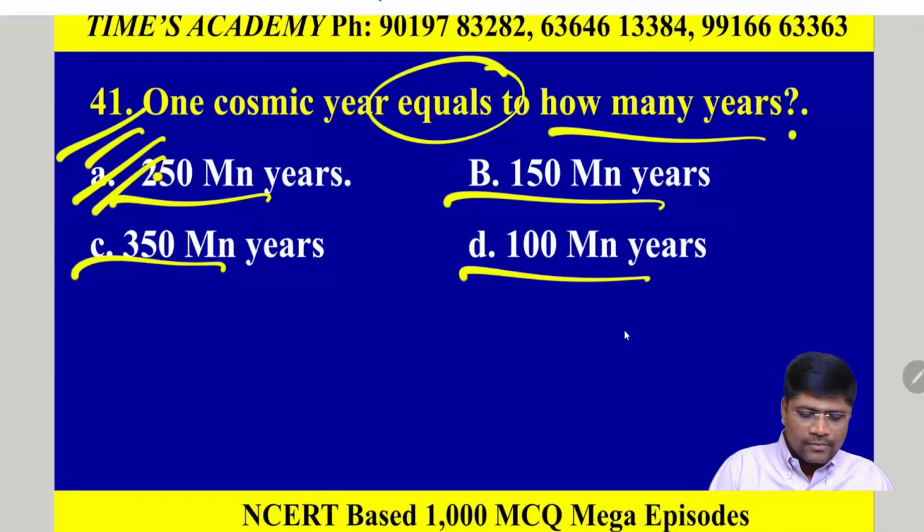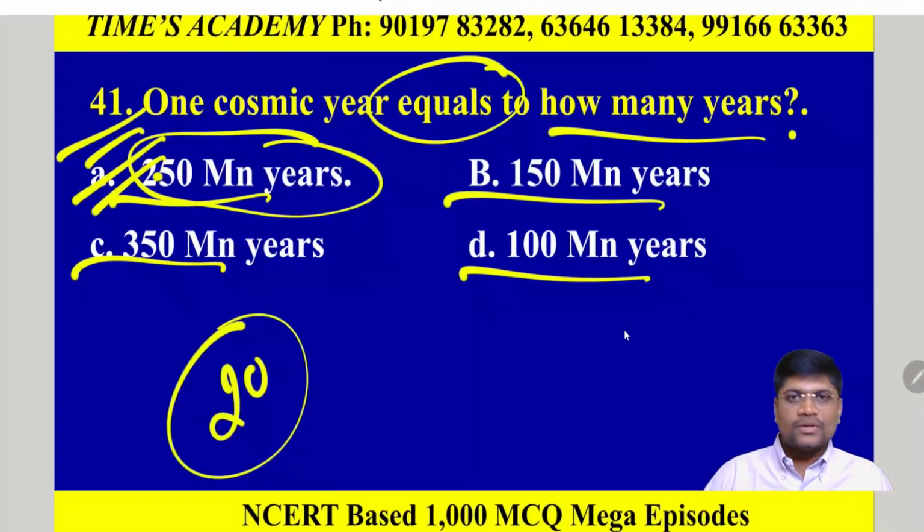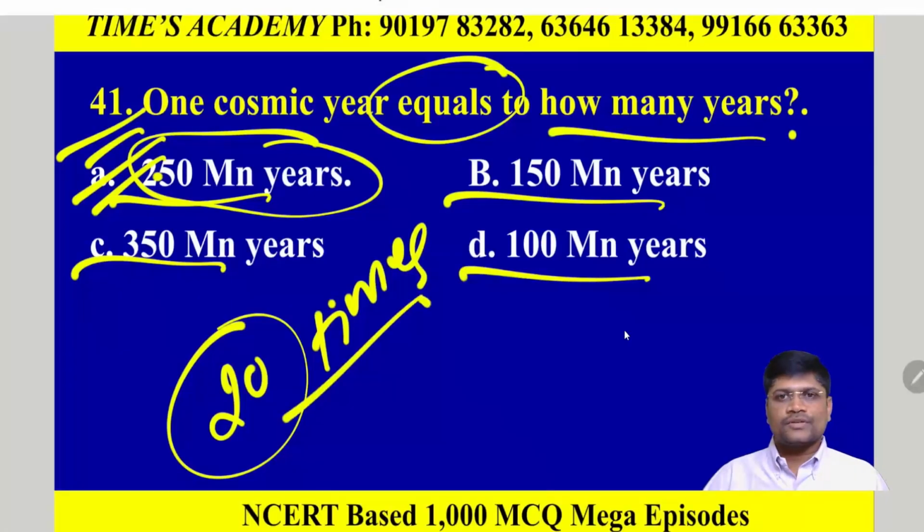It is the time taken by the solar system to complete one revolution around the Milky Way. From the origin of the solar system, it has revolved around the Milky Way galaxy 20 times. Okay, so this is the information. Clear?